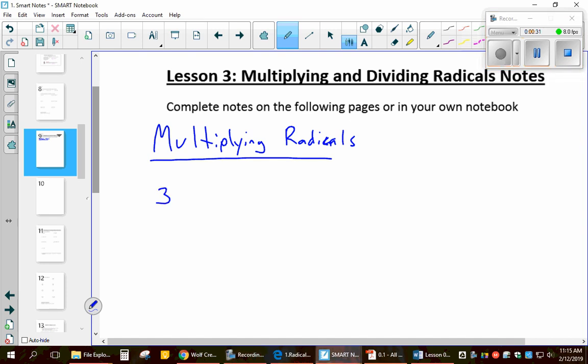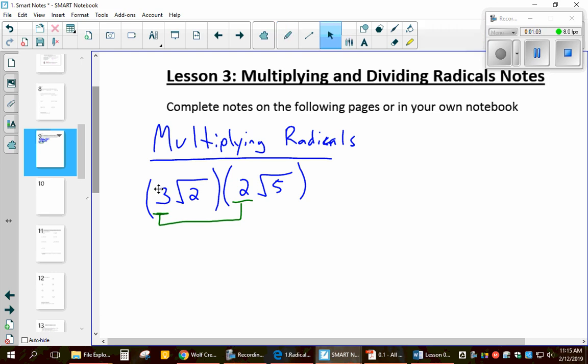So we can have something like 3 root 2, and then you might see it written a few different ways. It could be written with brackets, something like that. So 2 root 5. It could be written with a little dot, or with a multiply sign. Multiplying can be shown a lot of different ways. So all we have to do for this one is the numbers out front are multiplied by the numbers out front, and the radicand is multiplied by the radicand. And that's pretty much it. So we're multiplying, it's pretty straightforward.